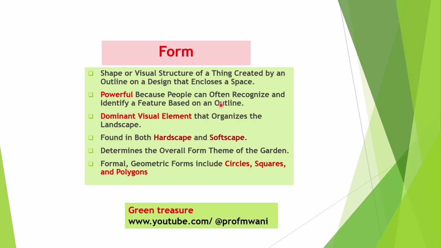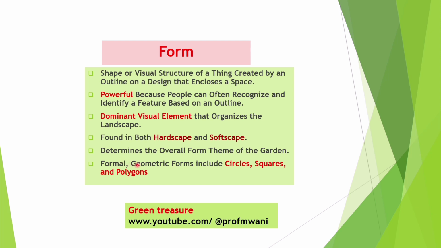It is a dominant visual element that organizes the landscape. So when you put different forms on a design, you understand what the pattern of a landscape will be. It is found in both hardscape and softscape. You have forms in a hardscape, and you have them in a softscape also. It determines the overall form and theme of the garden: what type of garden you have, what types of trees it should have. So it is formal. It will have a formal look.